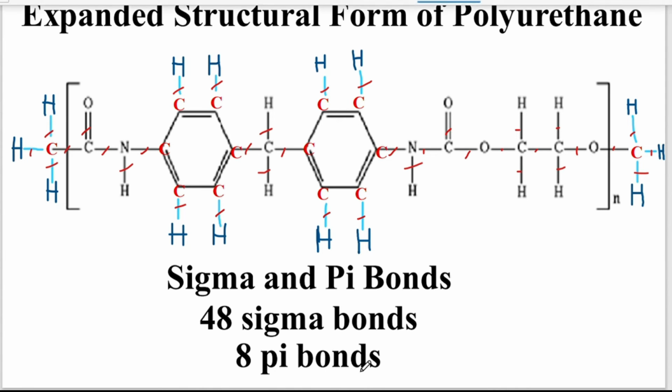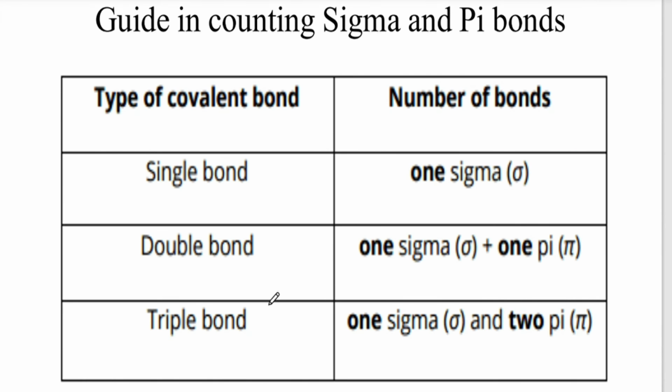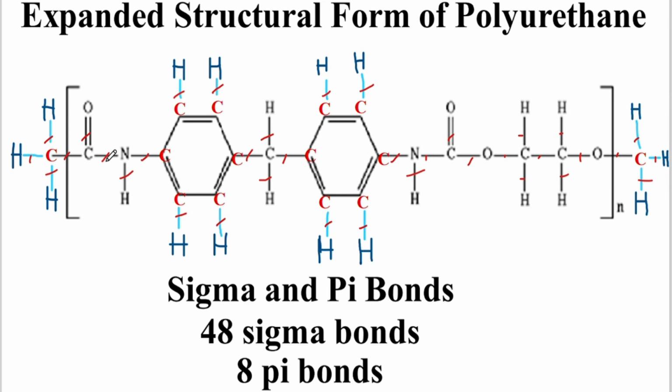For our pi bonds, we only need to count the double and the triple bonds. In this structure, we only have double bonds. A double bond gives us 1 pi bond. So if we count the number of the double bonds, we get the total number of pi bonds.